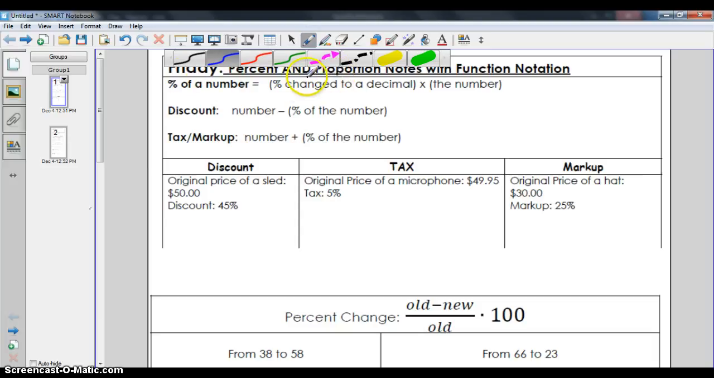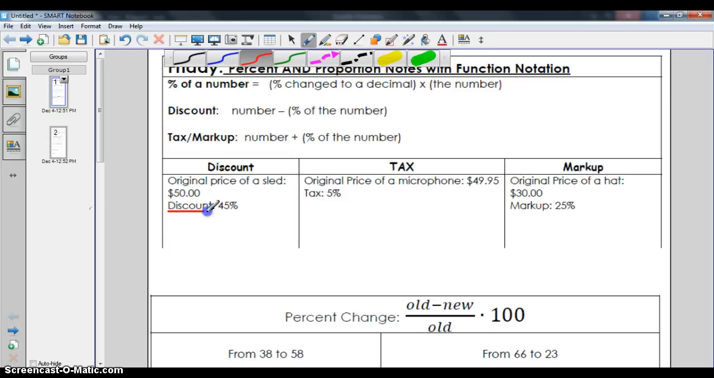So for a percent of a number, we take that percent and change it to a decimal, so we move the decimal place 2 places to the left, and then we multiply it by that number to find the percent of that number. So for a discount, we take the amount and subtract the percent of the number. And for tax or markup, we would add, because unfortunately they add that tax to it or they mark it up and it's going to cost more. So we have to add that percent of the number to the original price.